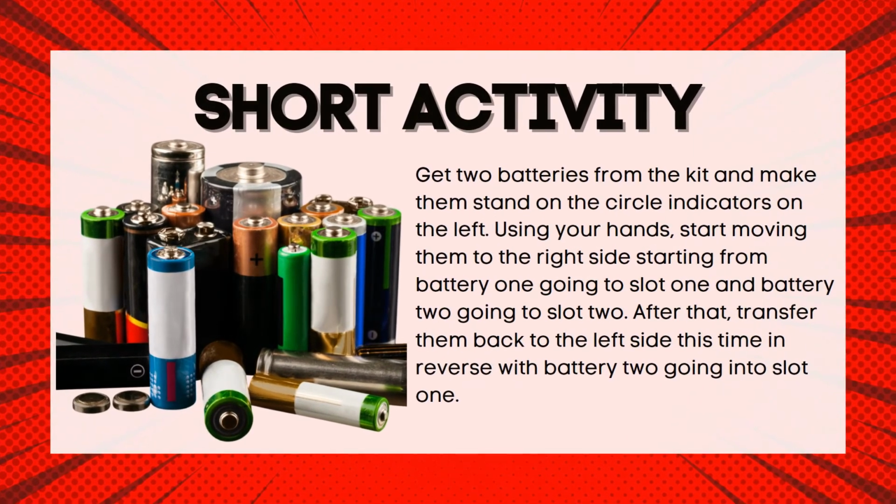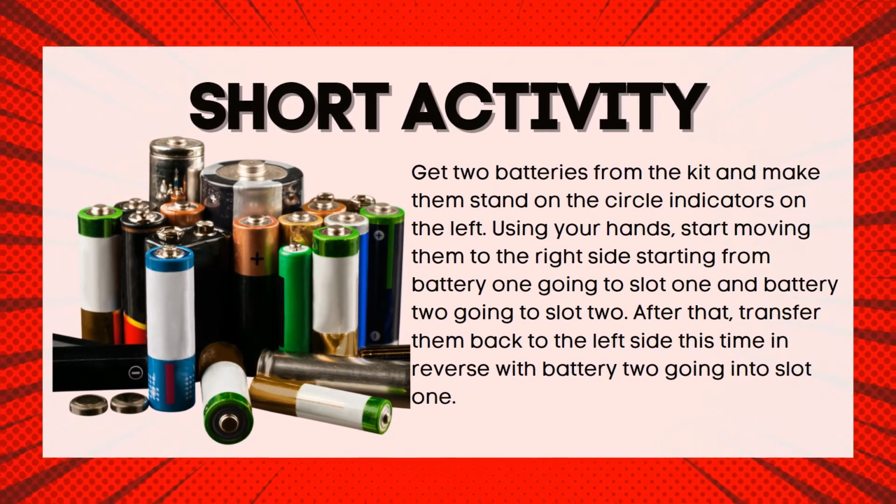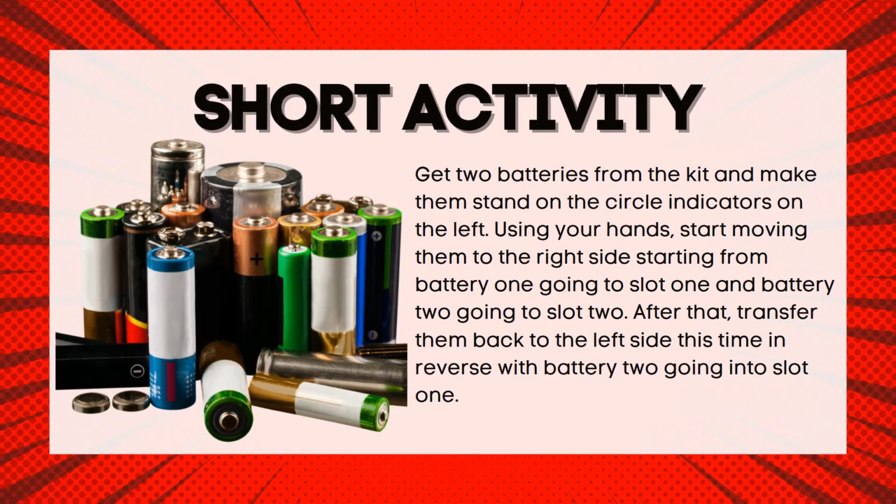So let's have our short activity. Get 2 batteries from our kit, or you can also look for any available batteries around you, and then make them stand on the circle indicators on the left. Just provide 2 circles and then mark them as number 1 and number 2 indicators. Using your hand, start moving them to the right side, starting with battery 1 going to slot 1 and battery 2 going to slot 2.